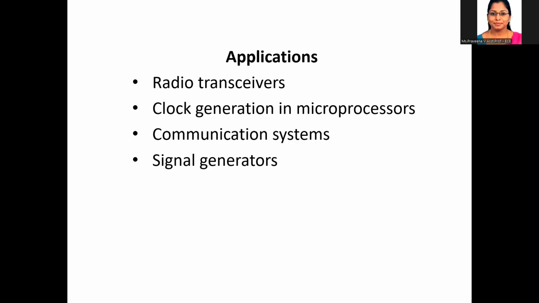In communication systems, it is widely employed in satellite communication, radar systems, cellular networks, and wireless communication equipment, in order to provide stable and tunable frequencies. And the last one is the signal generator. A signal generator is used in lab test instruments and RF generators in order to produce a precise frequency for testing, measurement, and calibration purposes. These are the applications of integer-N frequency synthesizers.